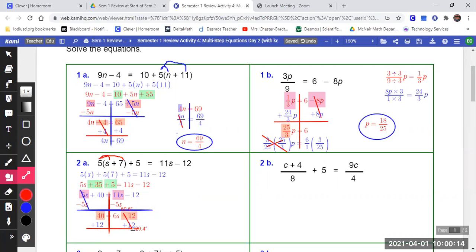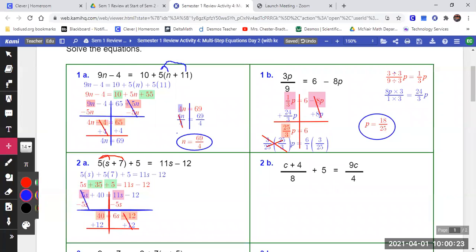Negative 12, positive 12, that is now 0. Great job. But we have to go do the math now. What is the left-hand side going to say now? 52. And it has to equal, what does the right-hand side have left to work with? 6s.